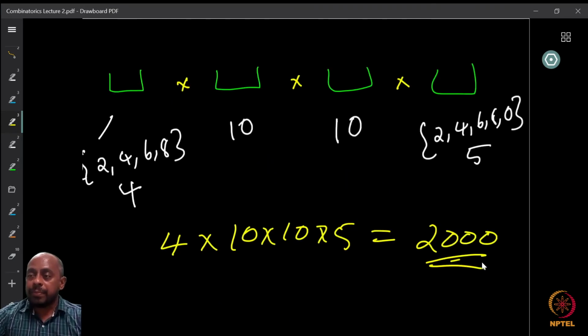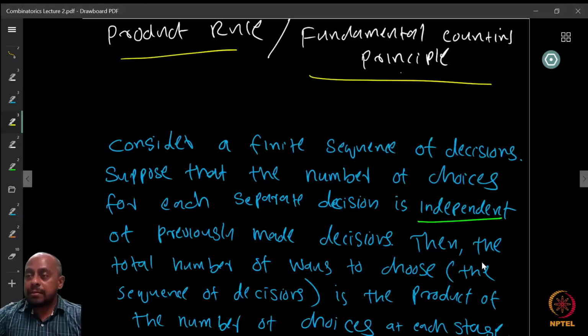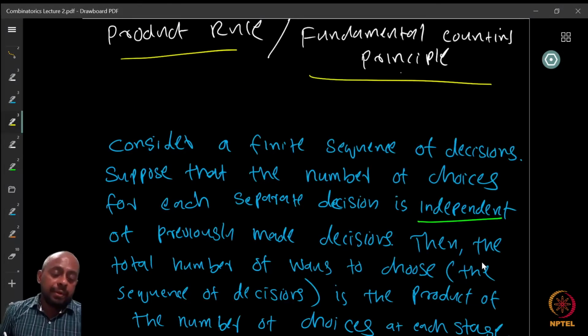Now, this tells us a general principle which we call the product rule or fundamental counting principle. So what does this exactly state? So we can state the fundamental counting principle as follows. So consider a finite sequence of decisions. Okay. So sequence means that, in the first time you make a decision, then there is another place where you can make another decision, right? This way. So consider a finite sequence of decisions, and suppose that the number of choices for each separate decision is independent of the previously made decisions.